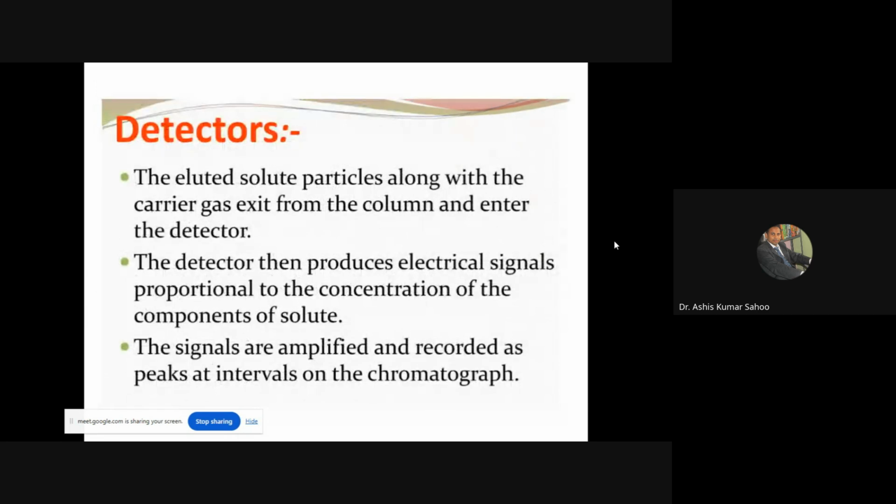Detector. So what is the function of the detector? The eluted solute particles along with the carrier gas exit from the column and enter the detector. The detector then produces an electrical signal proportional to the concentration of the component substance. The signals are amplified and recorded as peaks at intervals on the grid. So these are the functions of detectors.